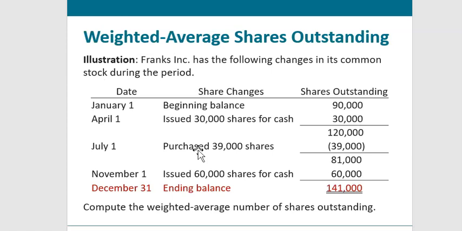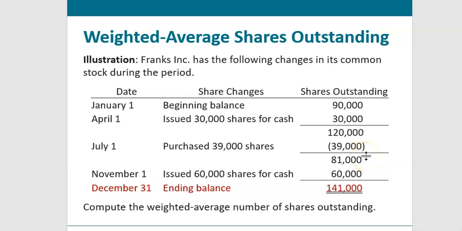Frank's Inc. has the following changes in its common stock during the period. The company started the year with 90,000 shares outstanding, and then a few months later, April 1st, the company issued 30,000 additional shares. So between April 1st and the next event date, July 1st, the company had 120,000 shares. On July 1st, the company purchased 39,000 shares as treasury stock, which reduced the number of shares outstanding. So from July 1st to the next event date on November 1st, there were 81,000 shares outstanding.